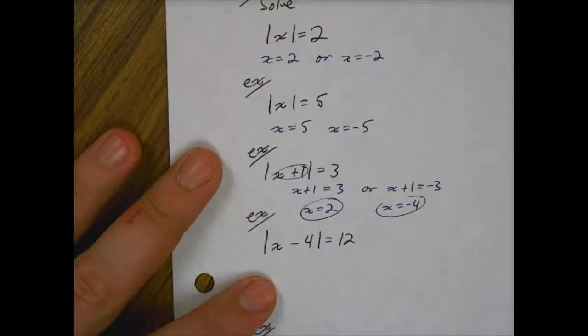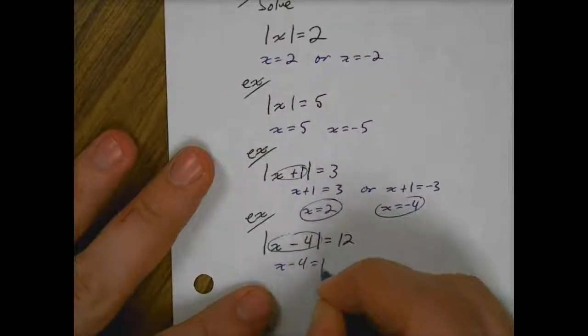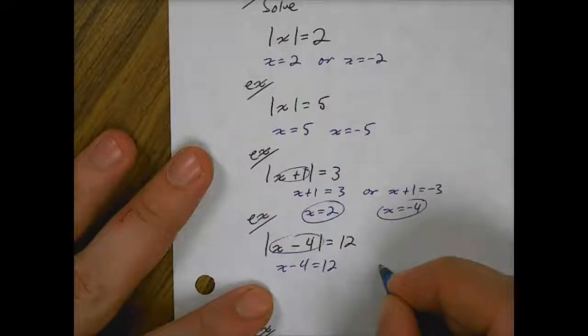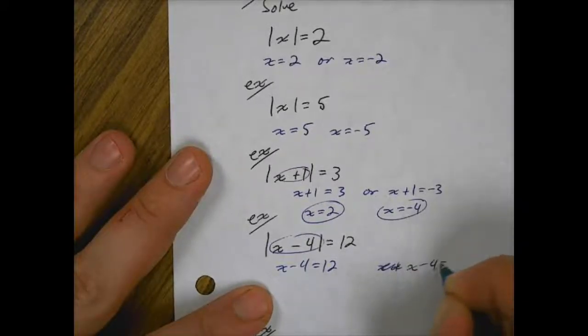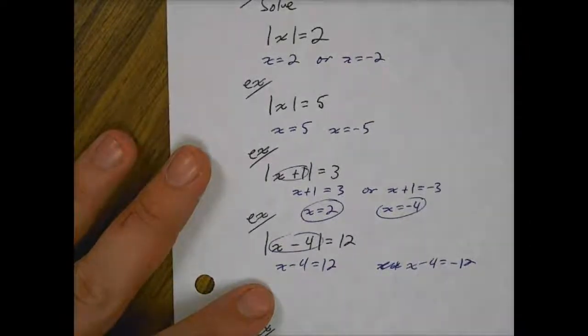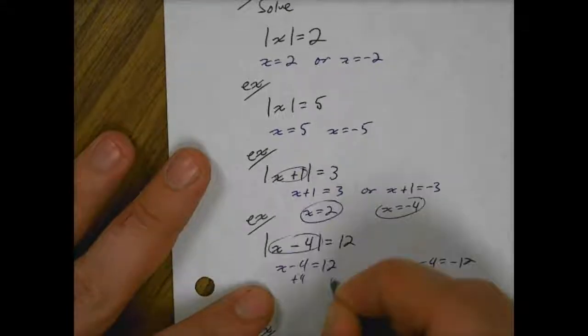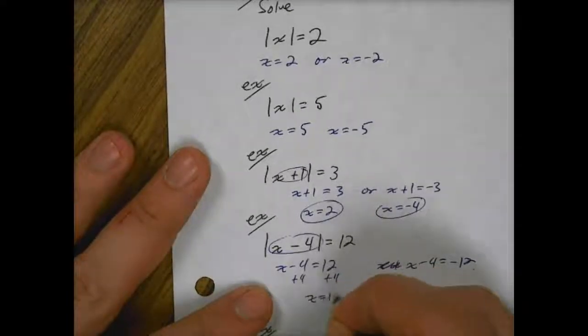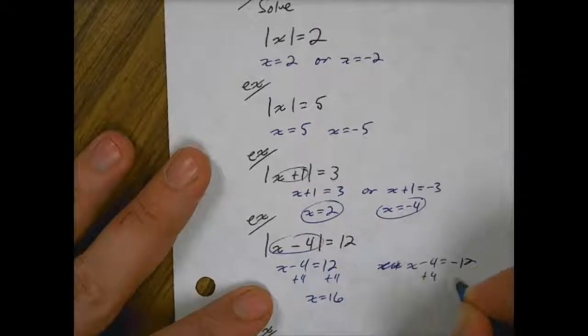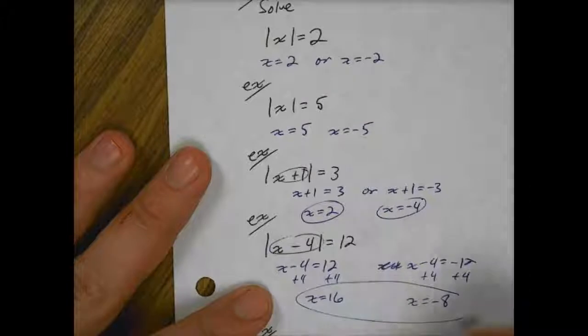Likewise, the absolute value of x minus 4 is 12. So x minus 4 could be 12, or x minus 4 could also be negative 12. We can take both of those equations and solve. So add 4, so x is 16. Add 4, x is negative 8. Both of those are solutions.